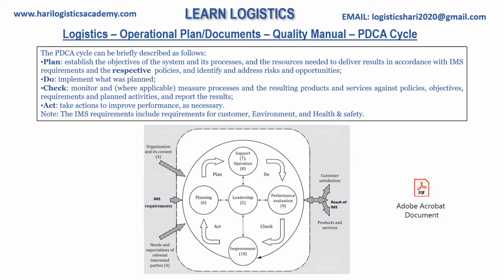Then the PDCA cycle, or we call it as a Deming cycle. The PDCA cycle can be briefly described as follows. Plan. Establish the objectives of the system and its processes and the resources needed to deliver results in accordance with IMS requirements and the respective policies, and identify and address risks and opportunities.